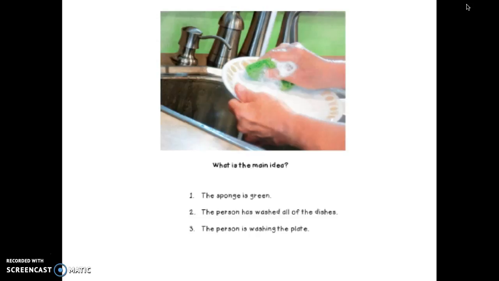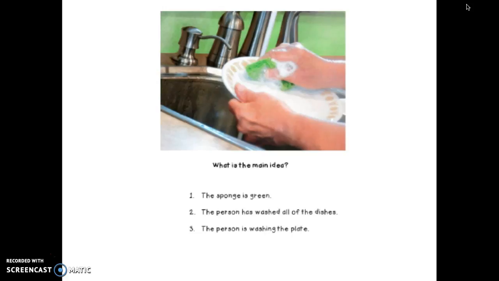Let's look at number 1. The sponge is green. Is that true? Yes, the sponge is green. But is that the most important idea? Let's look at number 2. The person has washed all of the dishes. Well, that might be true, but so far I only see one dish, so I don't know about that.